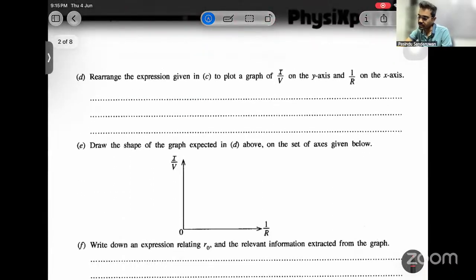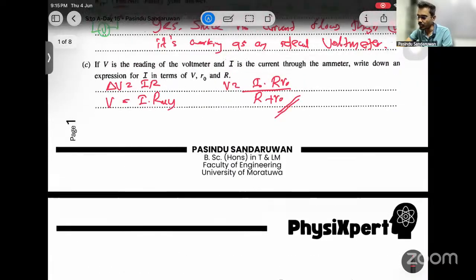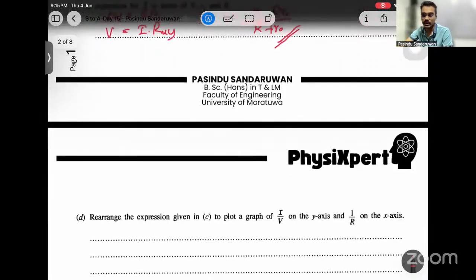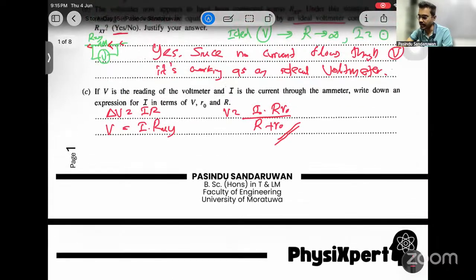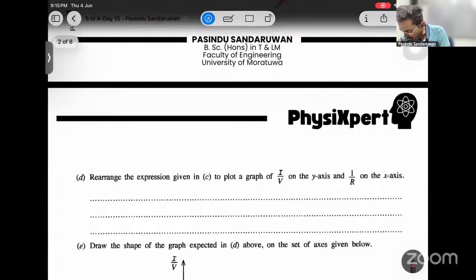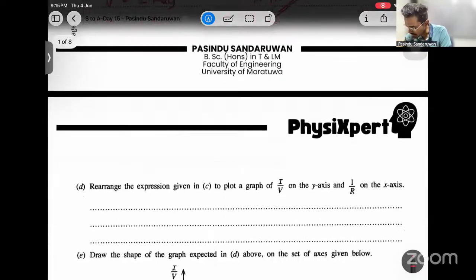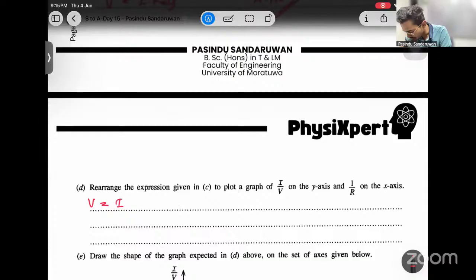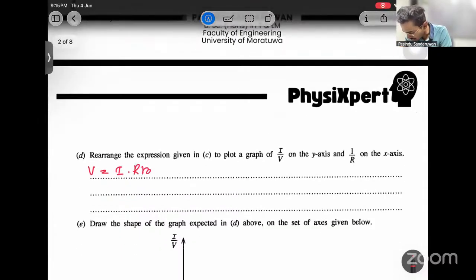D. Rearrange the expression given in C to plot a graph of I over V on the y-axis and 1 over R on the x-axis. Then make I over V the subject. This is the equation we have got: V equals I times R0 over R plus R0. Subject I over V.